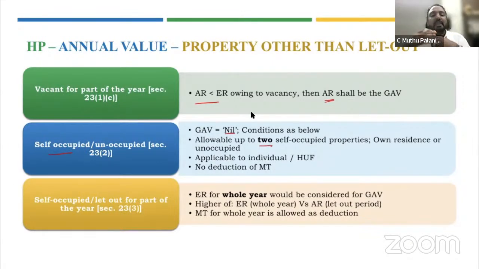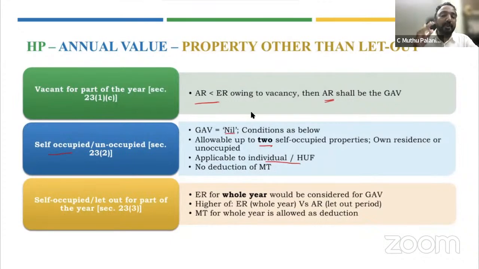So one can be his own residence, the other can be for his parents also, doesn't matter. So what do you mean by self-occupied? It is kept for your own residence or for the purpose of not occupying it. And this is only applicable to individuals and HUF. So when you say self-occupied property, this is applicable only to individuals and HUF.